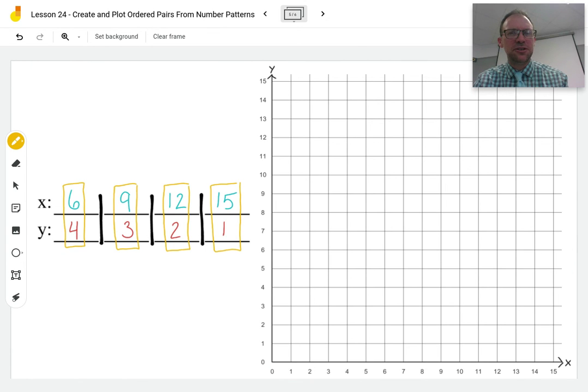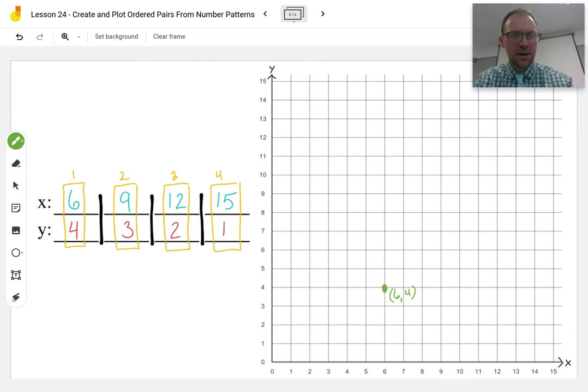This is hard for you to do, I just realized. So let's just do this part together, okay? 6, 4, our first ordered pair. Let me go ahead and number these so we make sure we plot them in order. All right, so 6, 4. Let's see, we're going to go over to 6 on the x-axis and up to 4 on the y-axis. It's right there. 6, 4 is right there.